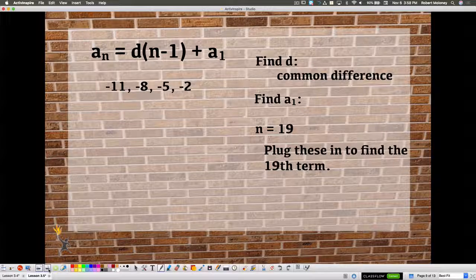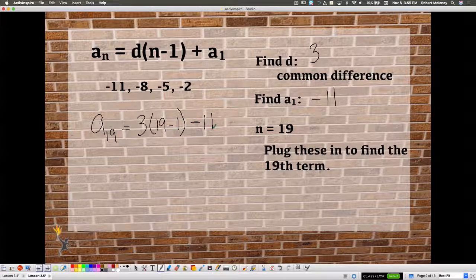All right, now that you guys have figured out what d is, it's a positive 3. a1 is negative 11, and n is 19. So I'm going to plug this into my equation. a of 19 is equal to d, which is 3, times 19 minus 1. This time, instead of being plus a number, it's actually going to be minus 11.